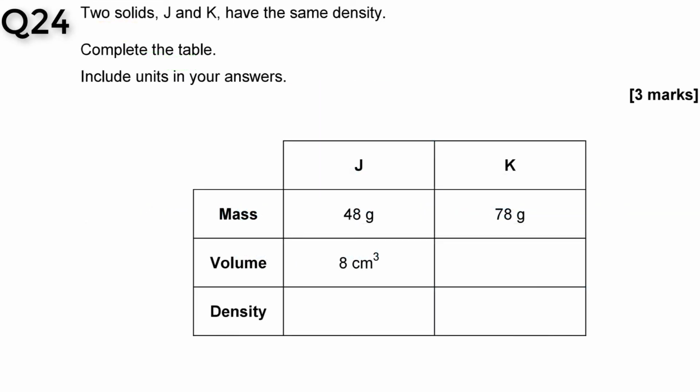Two solids J and K have the same density. Complete the table, include units in your answers. Now, do you know the formula for density? Density is equal to mass over volume. Okay, that's the basic formula. So if I know the mass and the volume, I can divide one by the other to find density. So for J, I've been given the mass and the volume, so I can use it to calculate density.